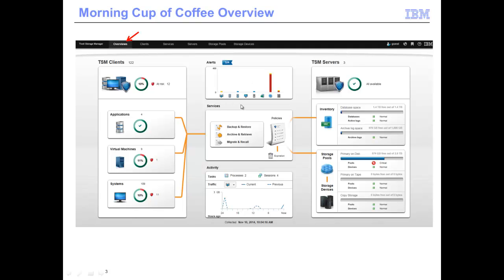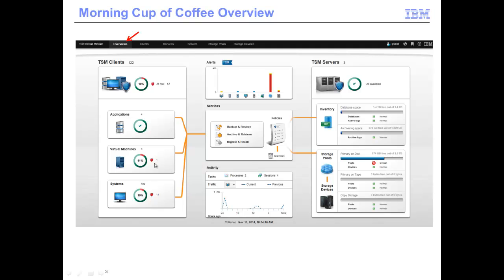In the middle here, we have the alert status, and I'll talk more about alerts in a minute. We talk about the services of what's actually happening in this environment. Is it backup and restore, archive and retrieve, migrate and recall, and which policies are associated with that. And at the bottom here, we have the activity that's occurred over the last 24 hours. And you can actually customize this by clicking on the traffic, and that will then give you traffic specific just to application clients or virtual machine clients or system clients. So then you can see what your network's been busy with and who's been pushing the data across.